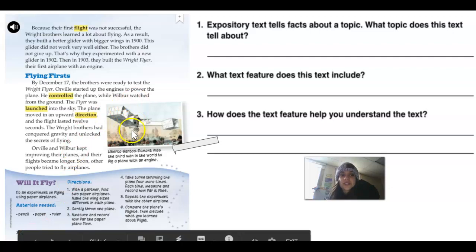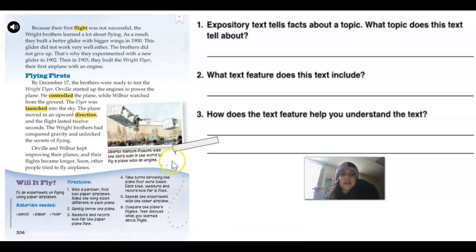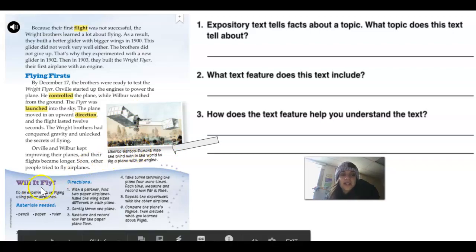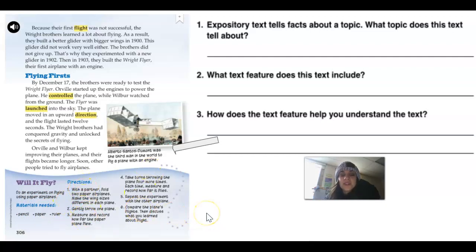And here is an illustration showing Alberto Santos Dumont was the third man in the world to fly a plane with an engine, and he's even flying that plane in front of an audience. Will it fly? Do an experiment on flying using paper airplanes. Materials needed: pencil, paper, ruler. Here are the directions that I will allow you to read on your own if you would like to participate in that science experiment of this expository text. And look at that, that's a feature, a science topic.